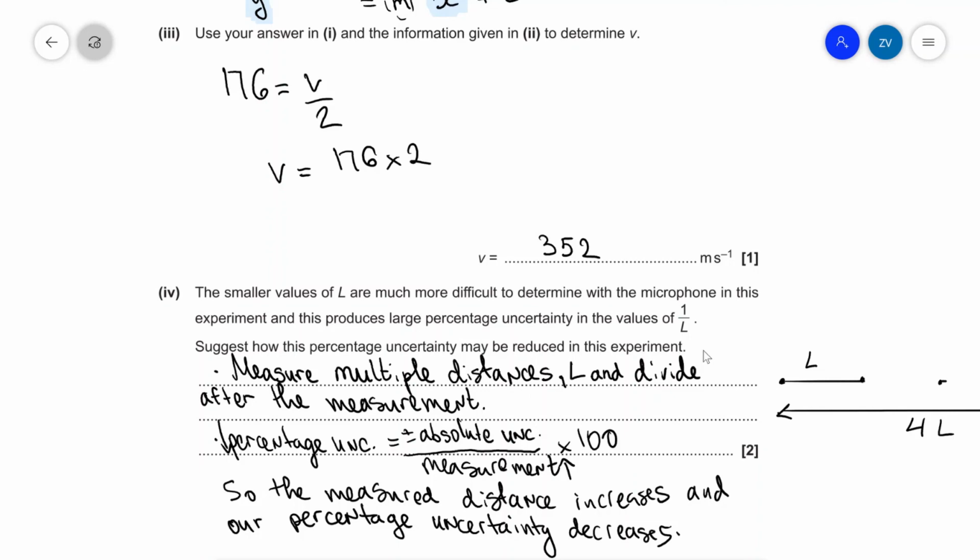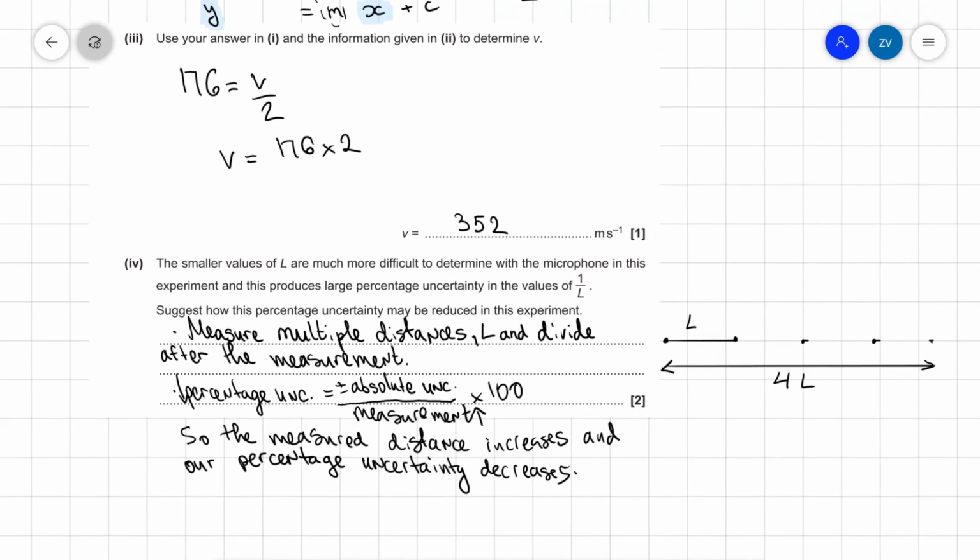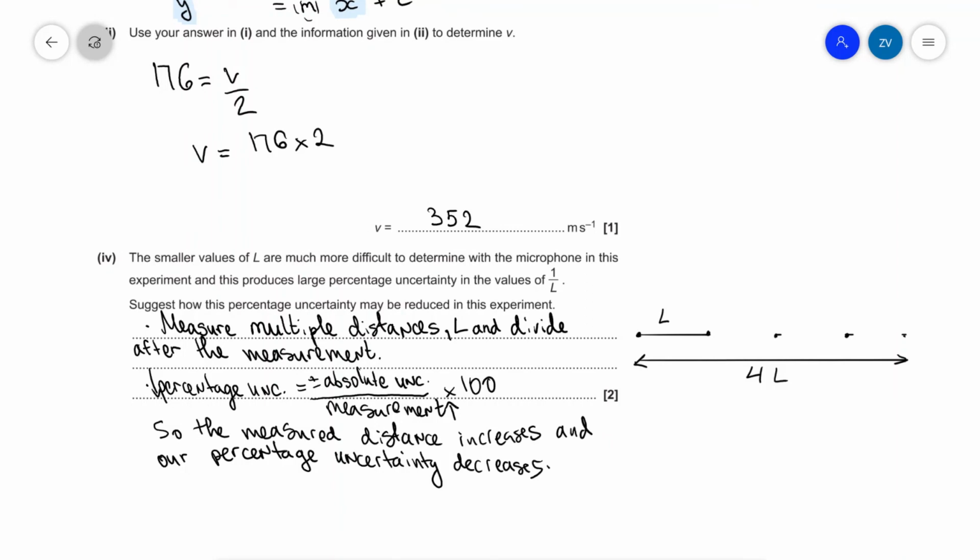Now, every time we have equal values, it is definitely beneficial to measure multiple of them. For instance, if this here is L, the distance between adjacent nodes, maybe we could measure the distance between 3 or 4 adjacent nodes. This would actually decrease the value of our percentage uncertainty considerably. So what I've written over here is to measure multiple distances, L, and later on divide after the measurement.